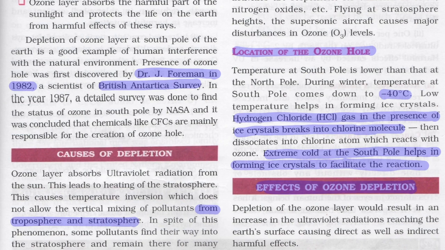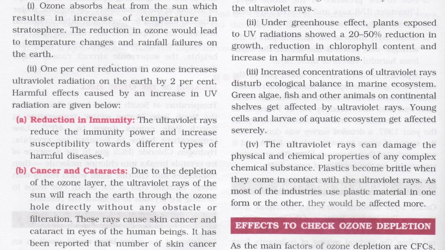Effects of ozone depletion. Depletion of the ozone layer results in an increase in ultraviolet radiation reaching the Earth's surface, which has both direct and indirect harmful effects. Let's discuss some of the direct effects faced due to ozone depletion. Ozone absorbs heat from the sun and it results in an increase of temperature in the stratosphere. The reduction of ozone will lead to a rise in temperature changes and rainfall failures on the earth. A 1% reduction in ozone increases ultraviolet radiation on the earth by 2%.